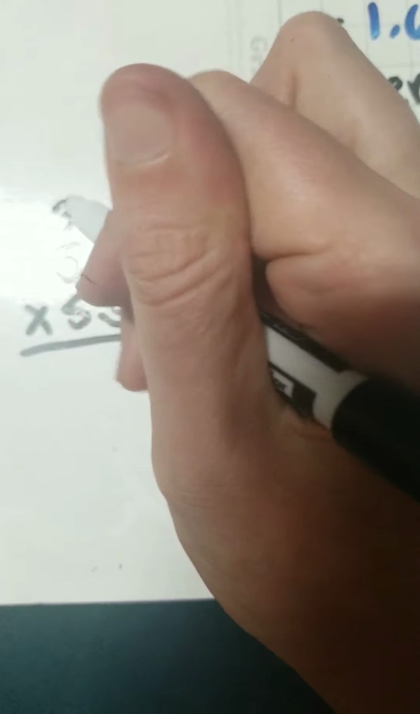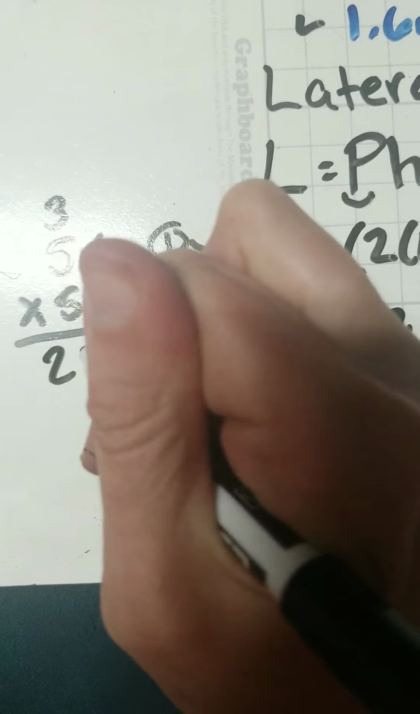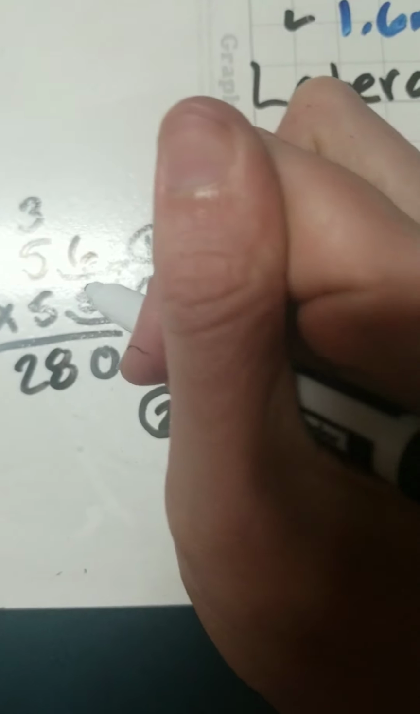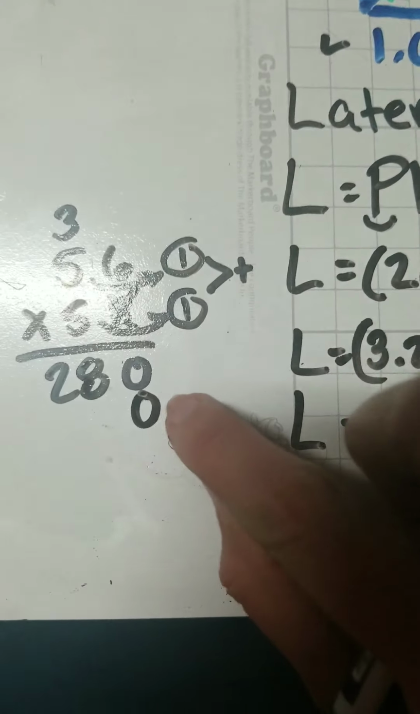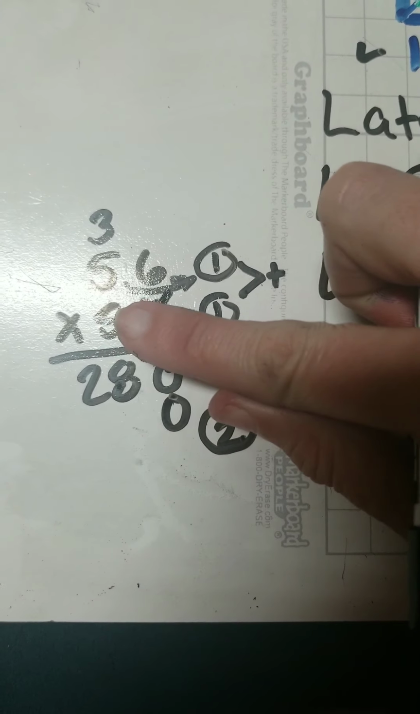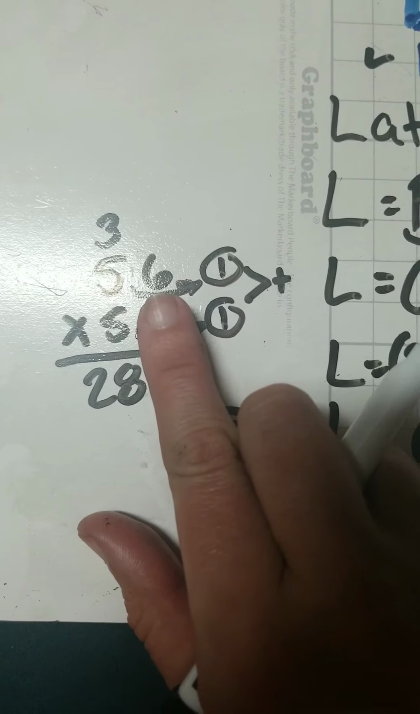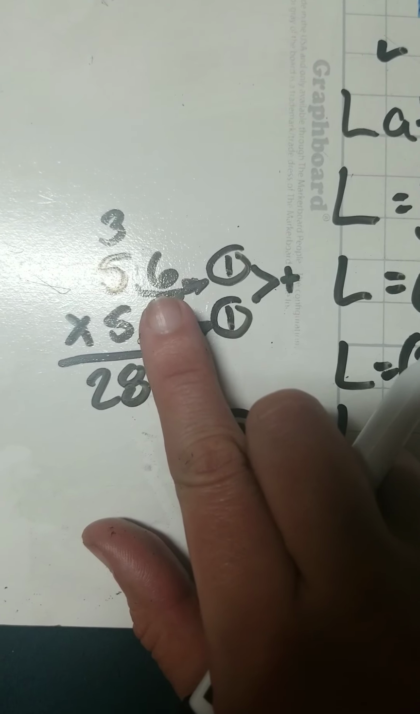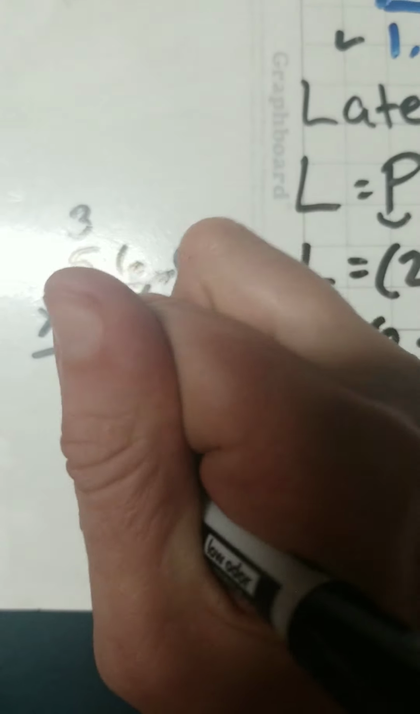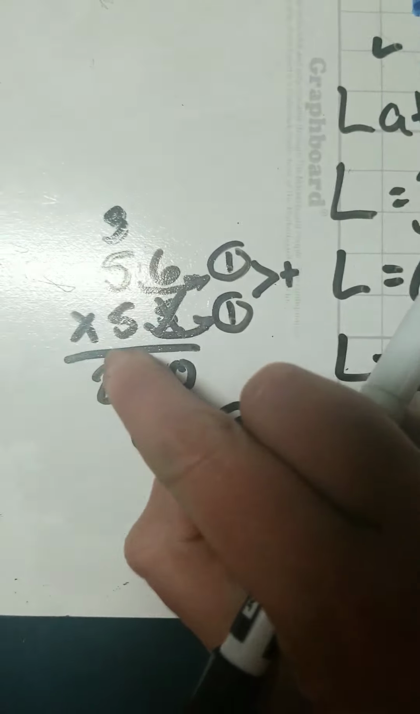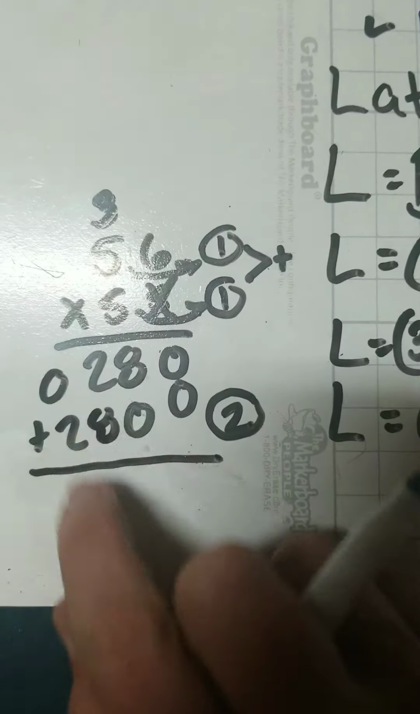5 times 6 is 30, carry a 3. 5 times 5 is 25, plus 3 is 28. Because I am done with this 5 and I no longer need it, and I have one more place value right here, I'm going to put a 0 down here. That 0 is saying that I am shifting over one place value, so I no longer need this set. Now I'm going to do 5 times 6, which is 30. So I'm going to put a 0 under the 8 and carry a 3. 5 times 5 is 25, plus 3 is 28. I'm going to put an imaginary 0 there just to keep things lined up.